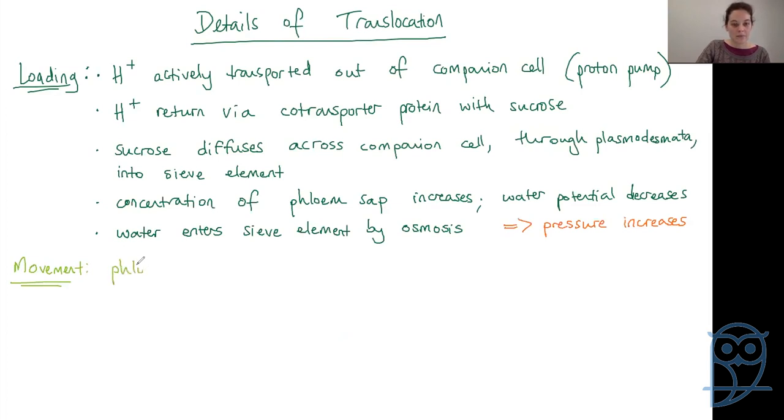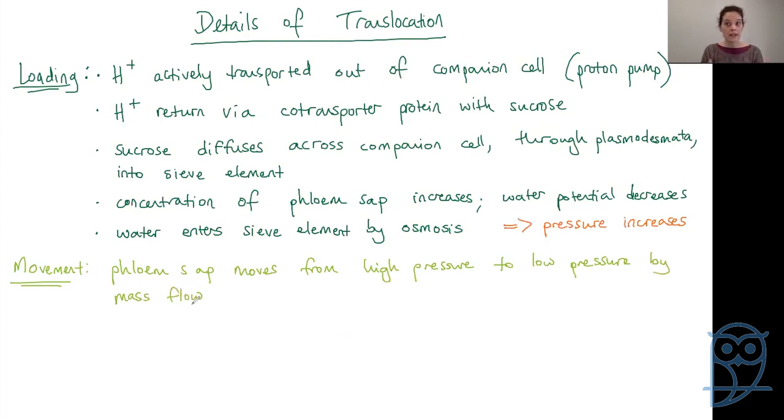So phloem sap moves from high pressure to low pressure by mass flow. So we actively create that pressure difference, and then the movement happens. So then we get to the sink, and now we have to do the unloading.